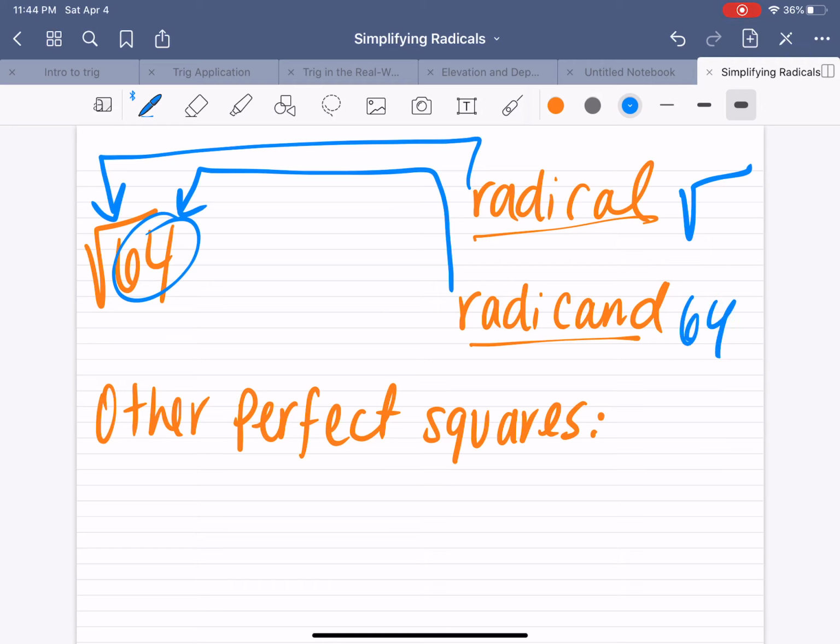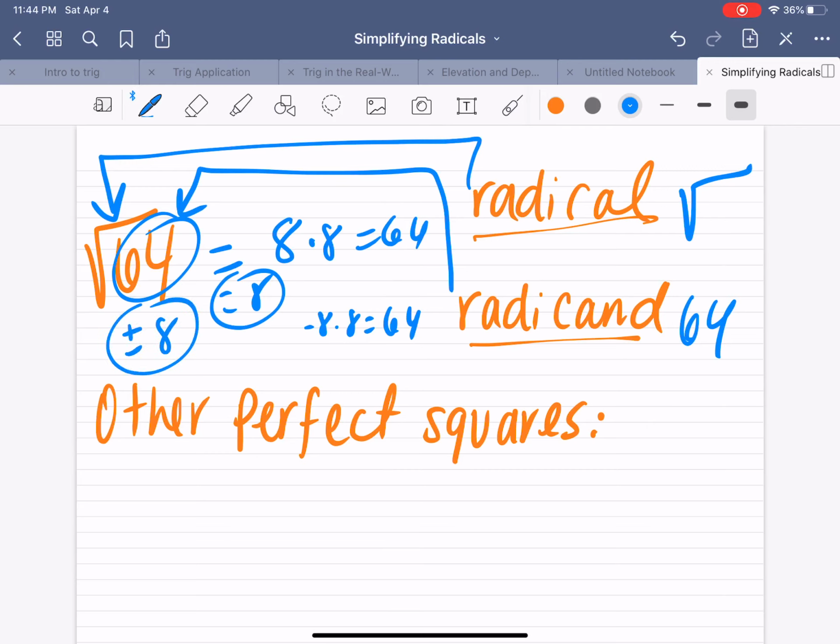Now, obviously, if you simplify square root of 64, you get 8 because 8 times 8 equals 64. So the square root of 64 is 8. And if you remember from our last lesson in Algebra 1, negative 8 times negative 8 is also 64. So technically, our answer here should be plus or minus 8. But for today's lesson, we're only going to be using the positive numbers. So the square root of 64 is 8.